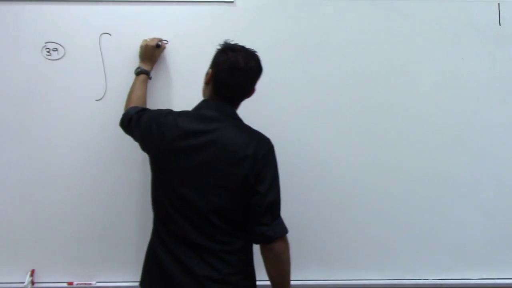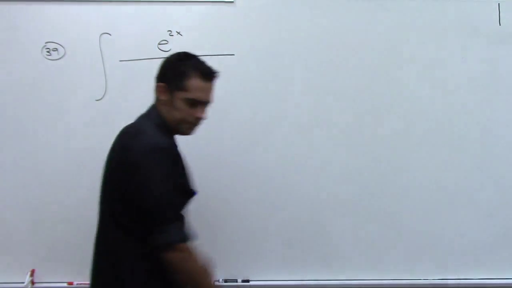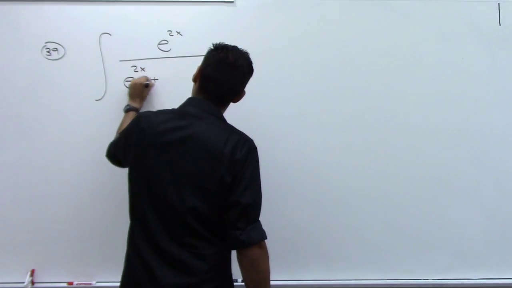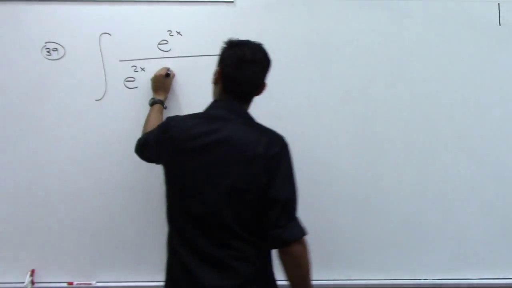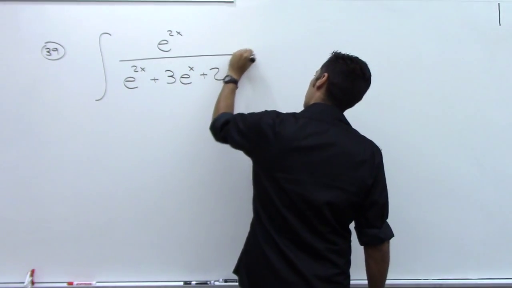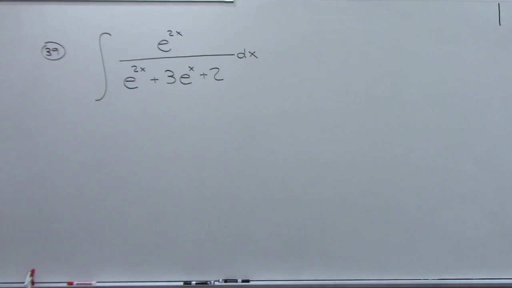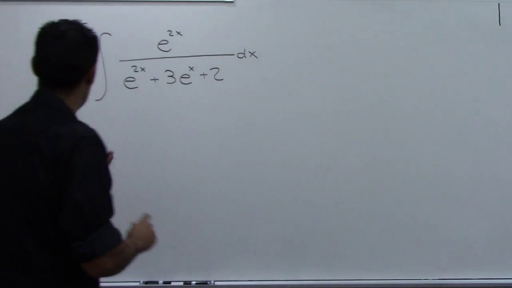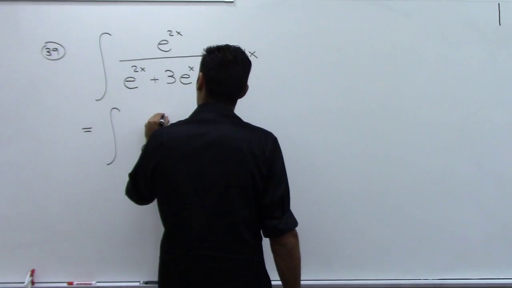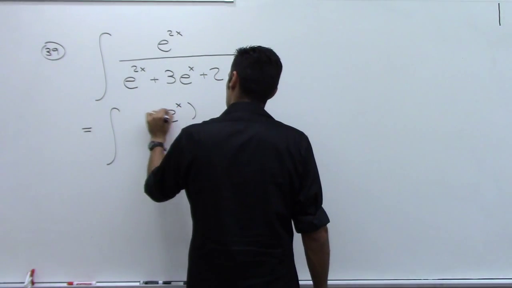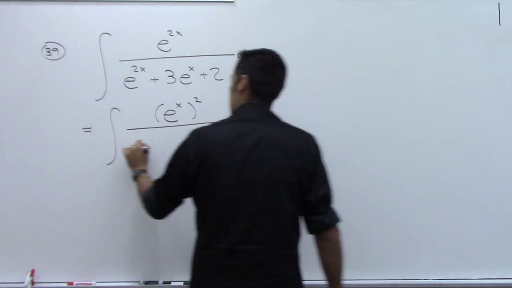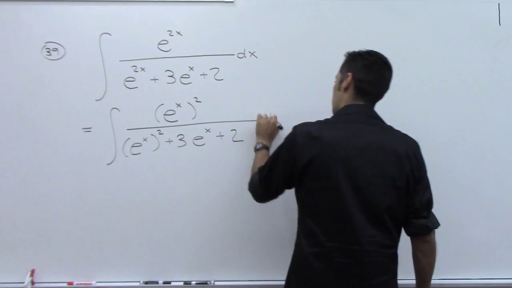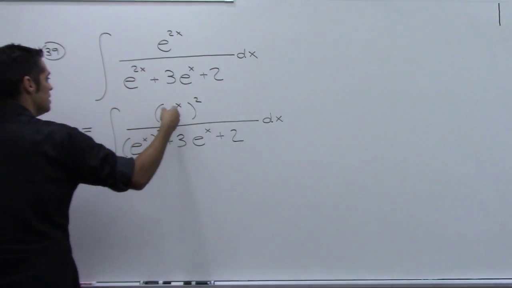e to the 2x over e to the 2x plus 3e to the x plus 2. Okay, so I'm going to make an observation here that this is the same as e to the x squared over e to the x squared plus 3 times e to the x plus 2 dx. So anytime you see e to the 2x, it's the same as e to the x squared.